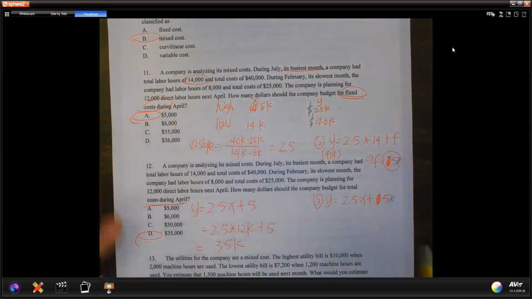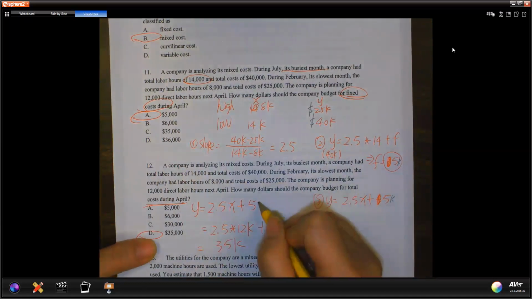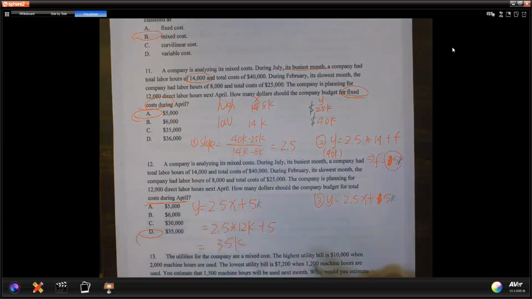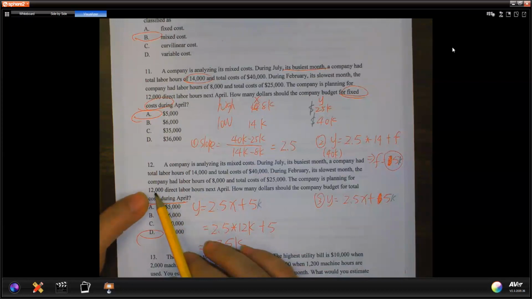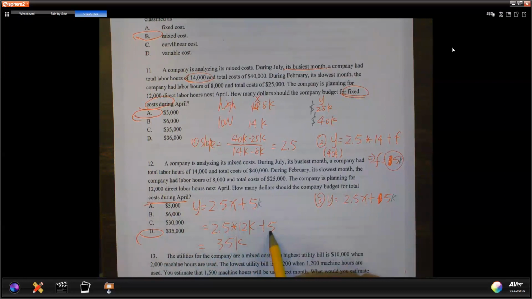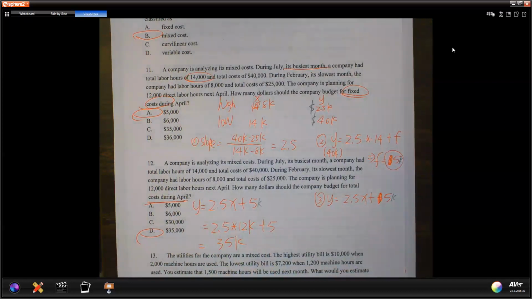Question 12: once you get this model, we make a prediction. Now your x is 12,000. Instead of x, you use 12,000. So your y will be 2.5 times 12,000, and don't forget to add our 5,000 fixed cost. That will give you 35,000 as your predicted total mixed cost.